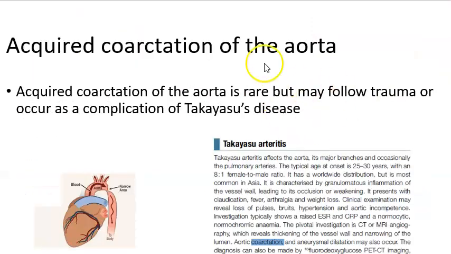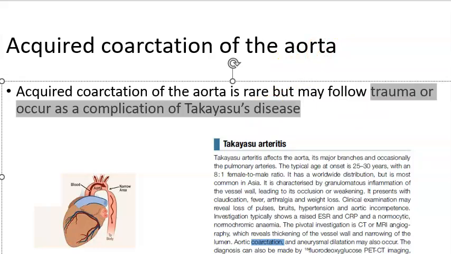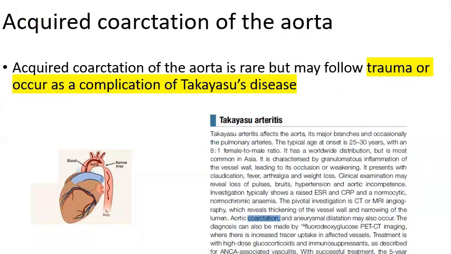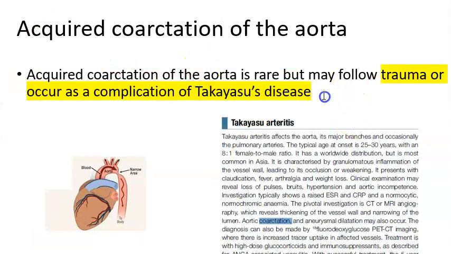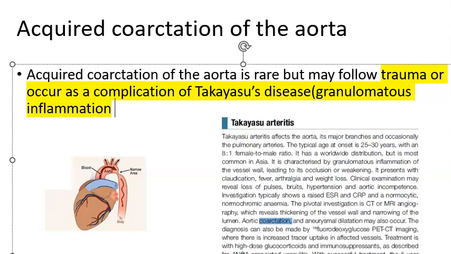Acquired coarctation of aorta. We already told you, following trauma or complication of Takayasu's disease. Very good. So people, you understood, no? So now the doubt will come, what is this Takayasu's disease? Takayasu's disease is granulomatous inflammation of the vessel wall. That makes sense, right? Some inflammation of that wall made it narrow, leading to occlusion or weakening.